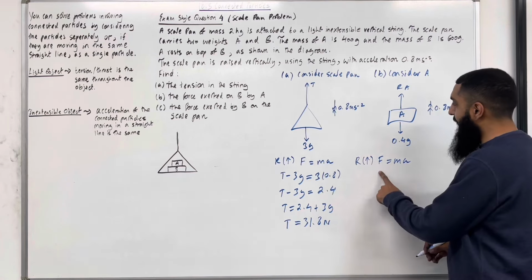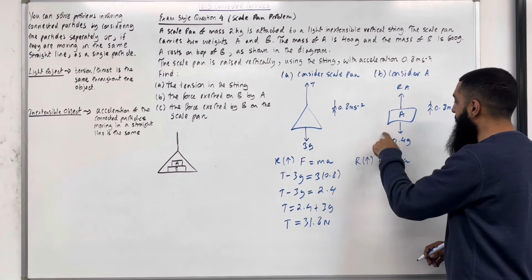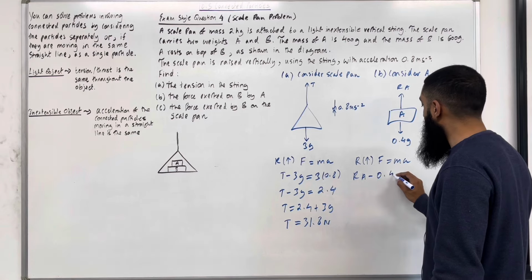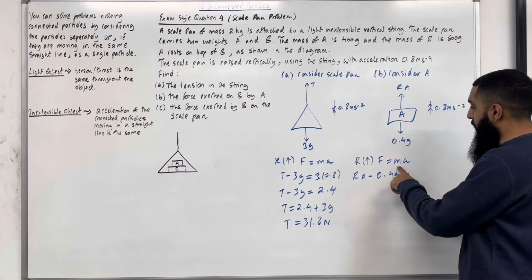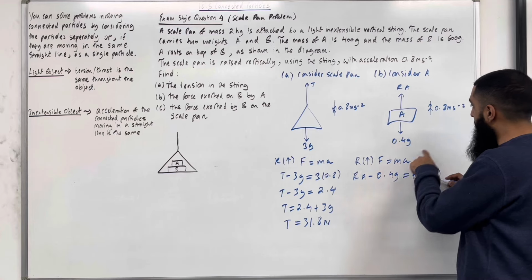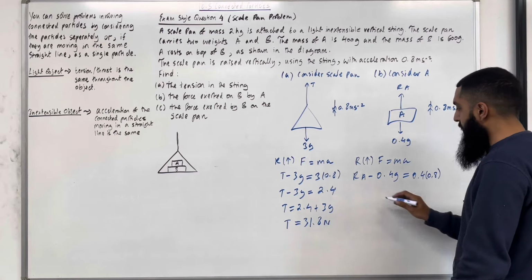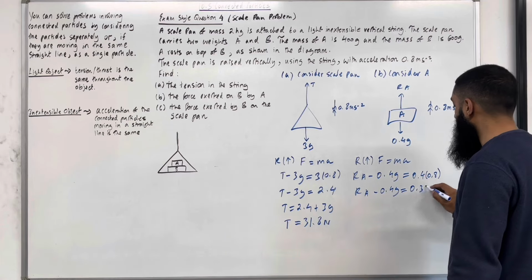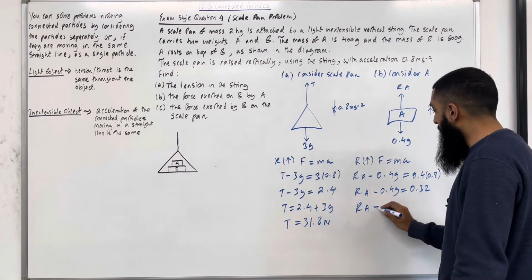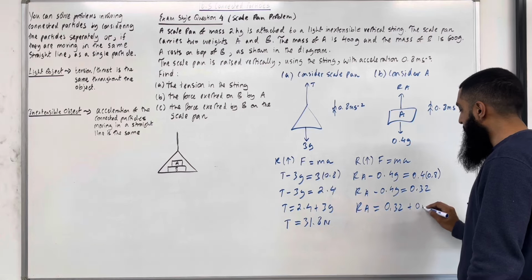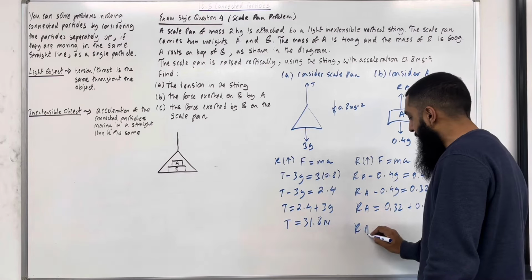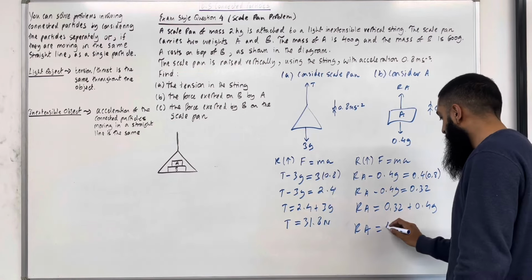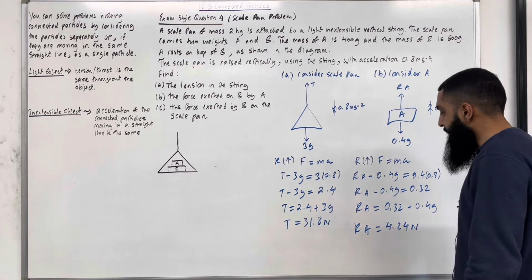The resultant force F will be RA acting upwards minus 0.4g acting downwards. So I've got RA minus 0.4g equal to the mass, 0.4, multiplied by the acceleration, which is 0.8. So I've got RA minus 0.4g is equal to 0.32. So RA is equal to 0.32 plus 0.4g. Now I can substitute g equal 9.8, and if I do this, I get RA is equal to 4.24 newtons.